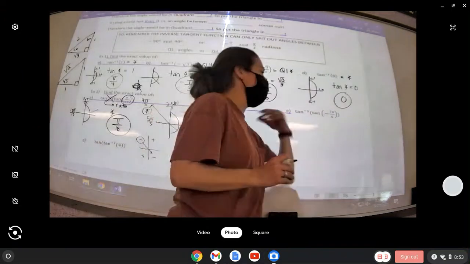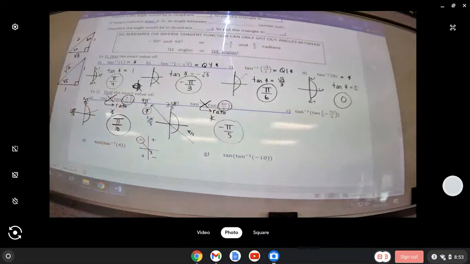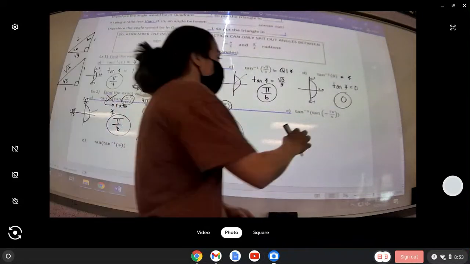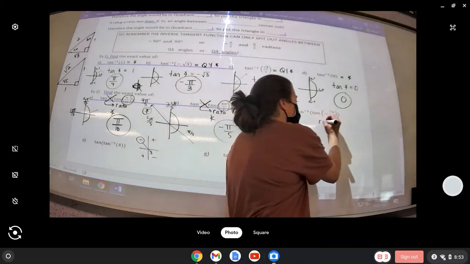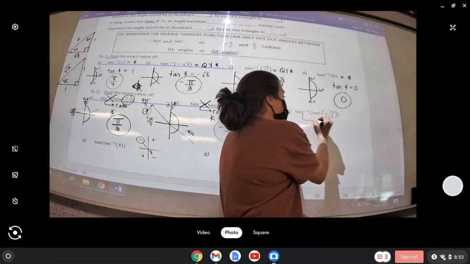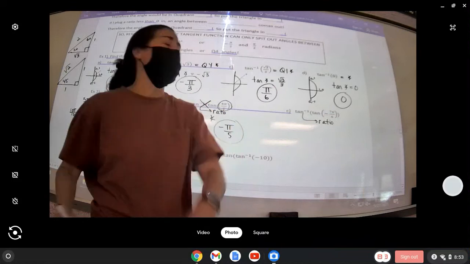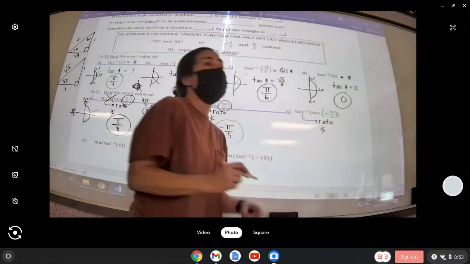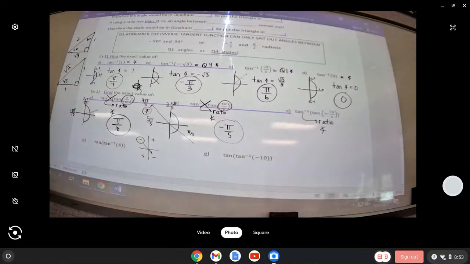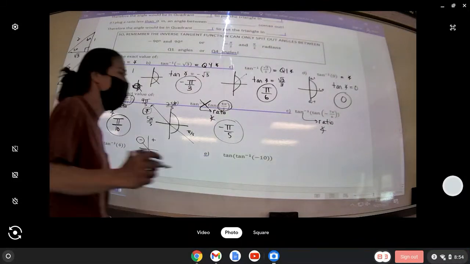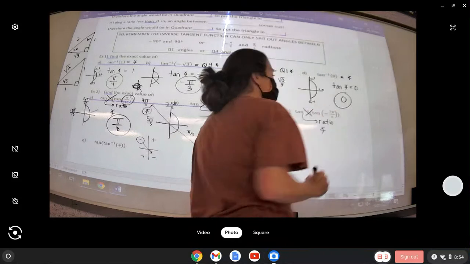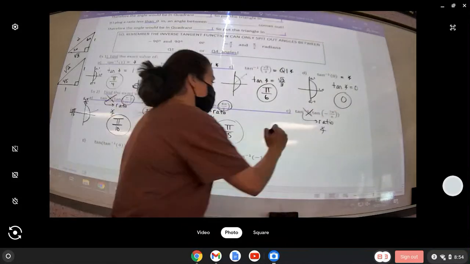All right, what about this one? The inverse tangent of the tangent of negative 7 pi over 6. Well, you take the tangent of an angle, the answer is a ratio. You take the inverse tangent of a ratio, you got yourselves an angle. So the angle should be our answer as long as it is an angle that this function is capable of spitting out. So they should cancel, and we should be left with negative 7 pi over 6.